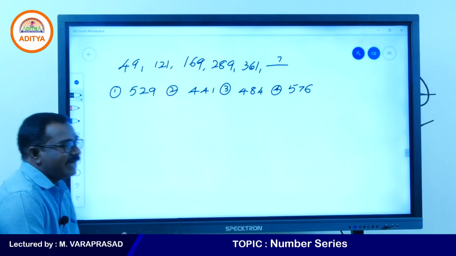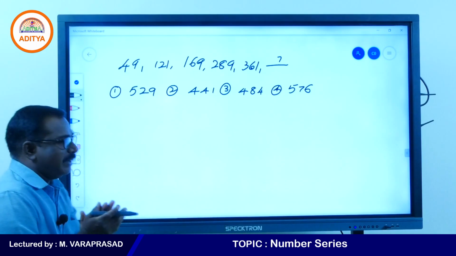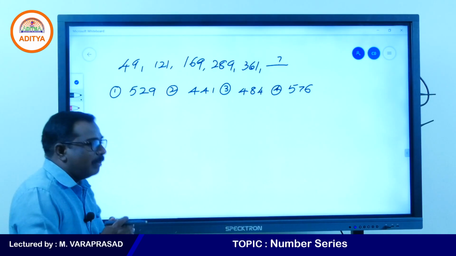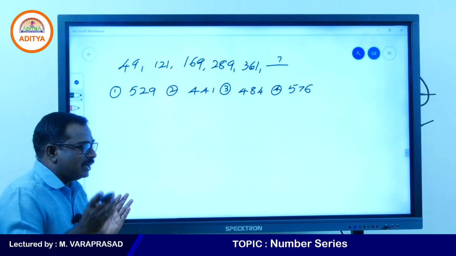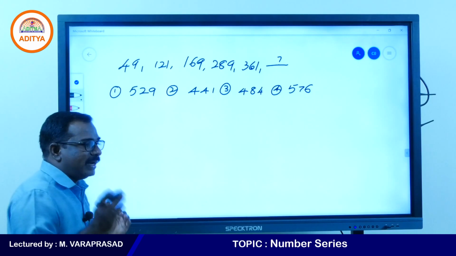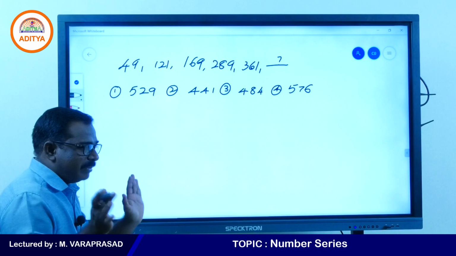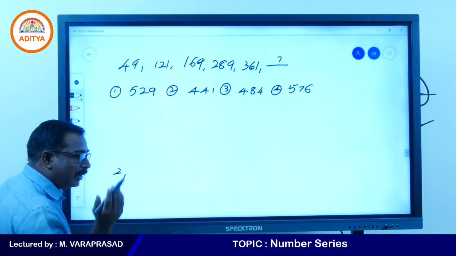A series of numbers is given. We are doing the questions on prime numbers only, in the number series topic. Keep that in your mind. Every question you are getting is on prime numbers only. I think all of you got all the prime numbers. 2 is the first prime number. Below 100 only.